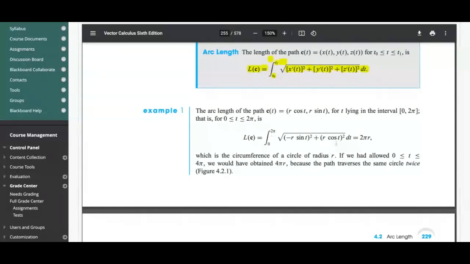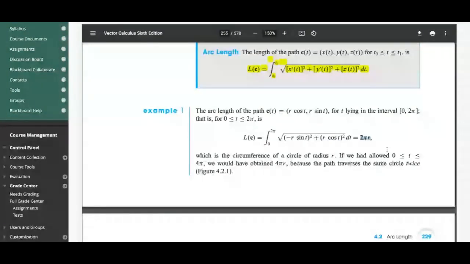Then we integrate this. Once we integrate, the first one gives us r squared sine squared, and the second one gives us r squared cosine squared. Factor out r squared, so we have sine squared plus cosine squared, which equals 1. The square root of r squared is just r. Okay, so we calculate this.